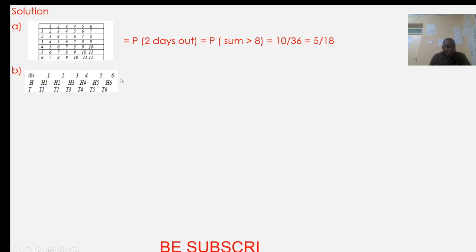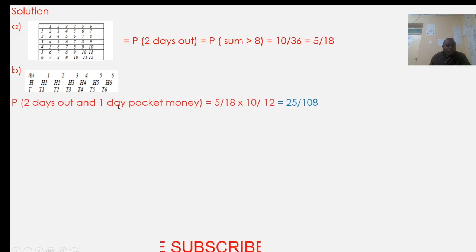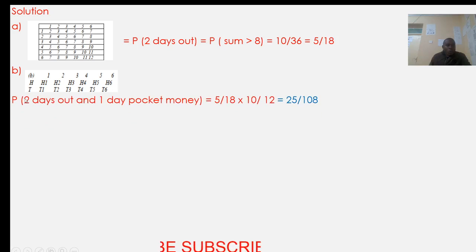If he throws a coin and a die, he gets H1, T1, H2, T2. Remember, H and 1, H and 2, H and 3, H and 4, H and 5, H and 6, T and 1, T and 2 up to T and 6. So the question was the probability of a 2-day outing and 1-day pocket money.